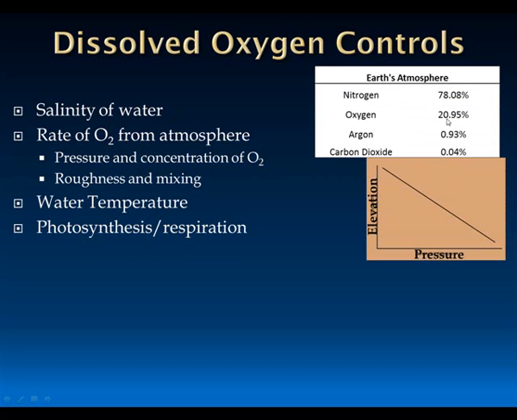think about that. We know that we've got a pretty constant percentage of oxygen in the atmosphere at about 21%, but as you increase in elevation, the pressure goes down. And so at high elevations, we have low pressure, and at low elevations, we have high pressure.